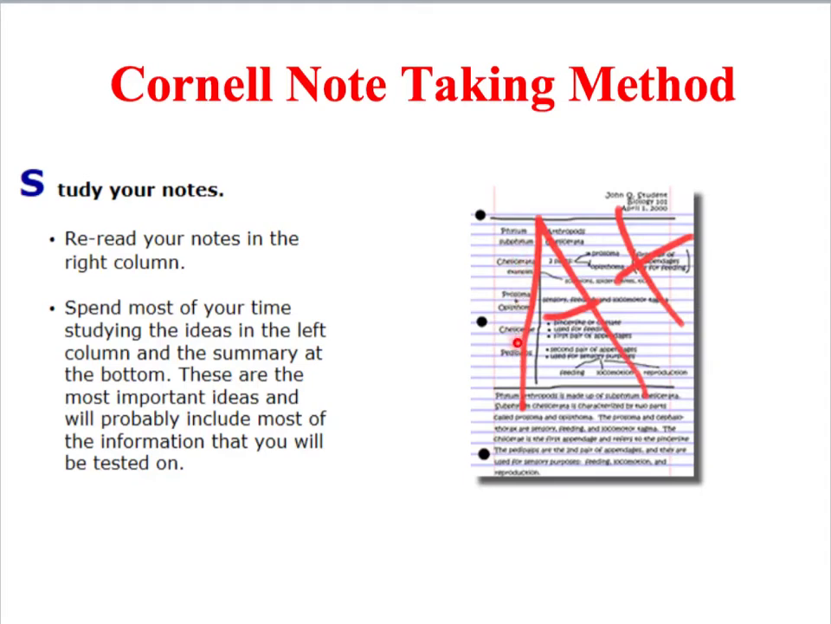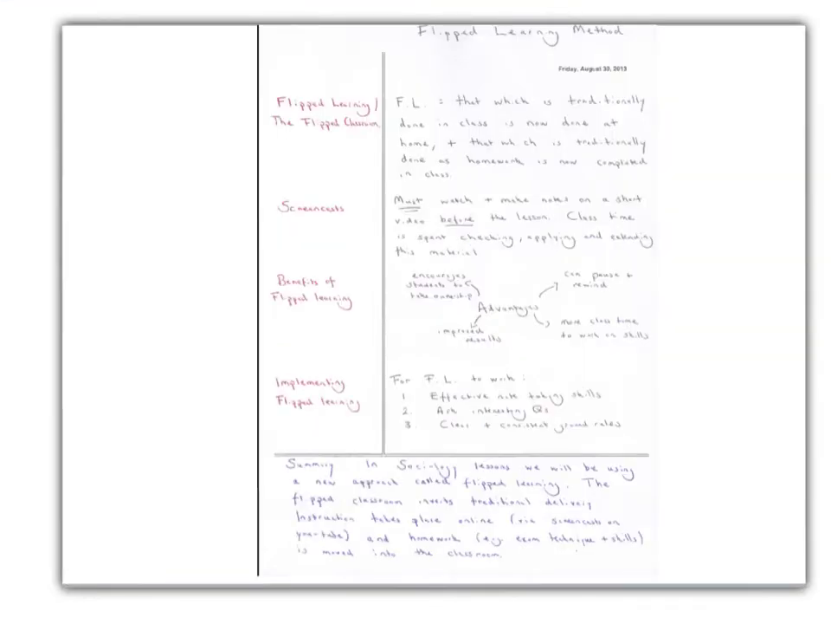And here's an example of a set of Cornell notes that I prepared on the first screencast on the flipped learning method. So here are the notes that I made whilst I was watching that particular video, and then these are the key ideas that I picked out to put in the left-hand column, and this is my concise summary of the main ideas of that particular video. So this is an example of how you would lay out your notes.